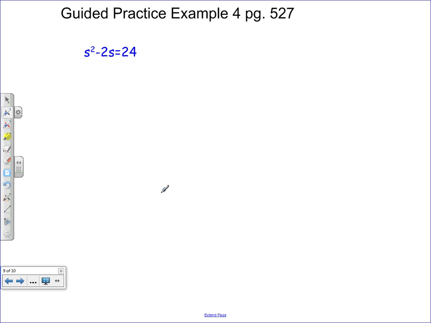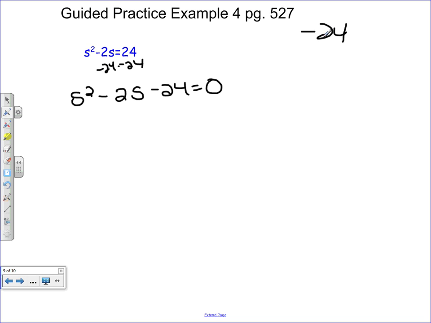And guided practice for example 4 in your book on page 527. This one, the directions say to solve. So to solve, I've got to get my 24 to the other side. It appears I subtract it from both sides. So we would have s squared minus 2s minus 24 equals 0. So we're looking for the factor pairs of negative 24. One would be positive, one would be negative. So negative 1 and 24.